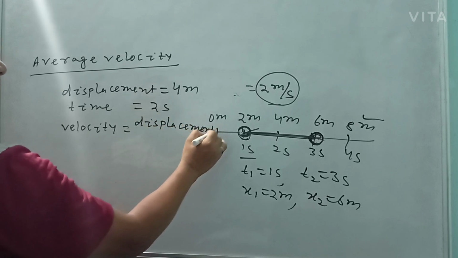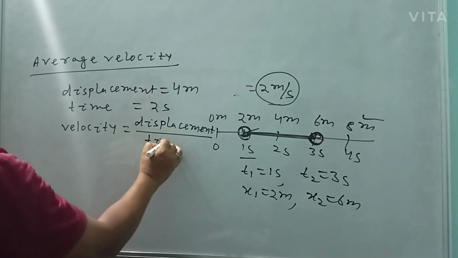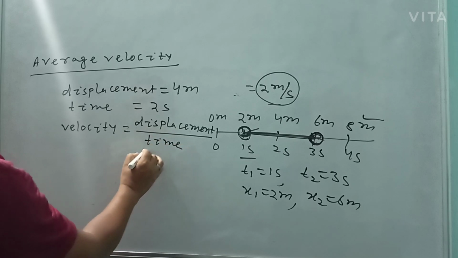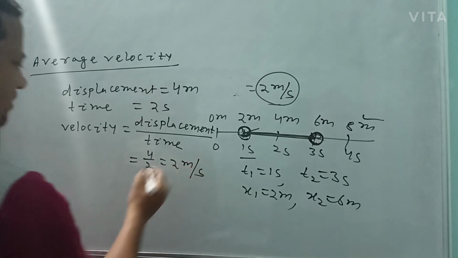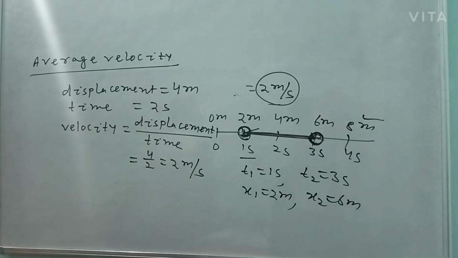Displacement divided by time. So how much? This is 4 by 2. Again this is 2 meter per second. So students, either you take change in position by time interval, or you take displacement by time taken. This is your velocity or average velocity.